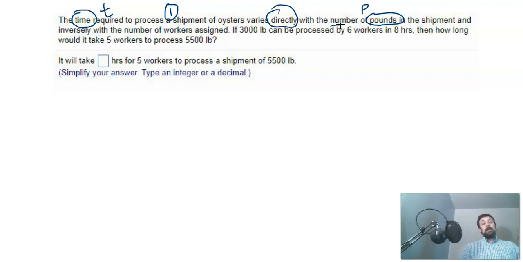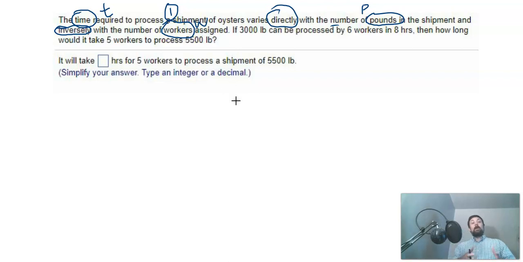Now some students will use N for number, but then you also have number of workers. So N would be a little confusing. You might forget which one you're talking about, number of pounds or number of workers. And so I would use P for pounds. And inversely with the number of workers. And so we'll use W for that.